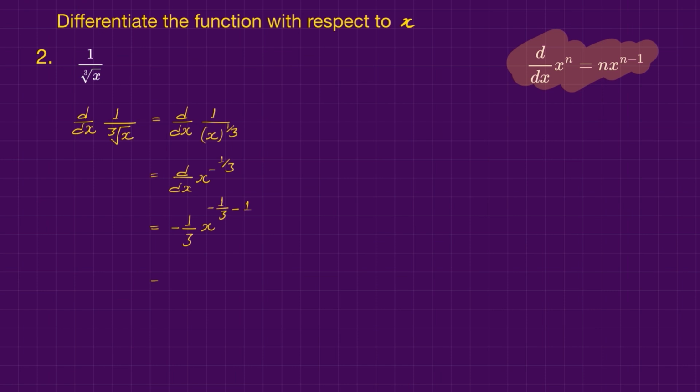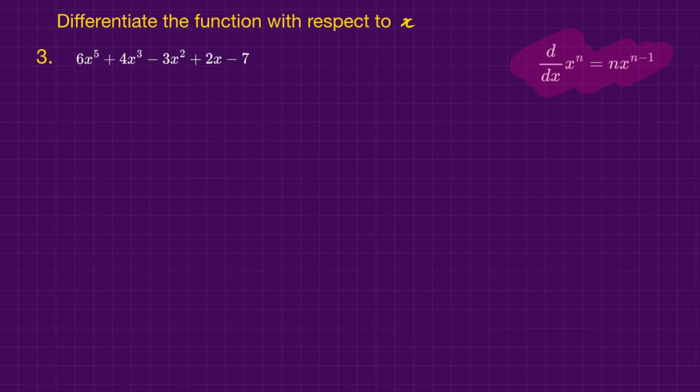So this will be equal to minus 1 by 3 x to the power, if I take the LCM, it will be 3 minus 1 minus 3. So it will be minus 1 over 3 x to the power minus 4 by 3. Okay, so you can keep your answer up to here.